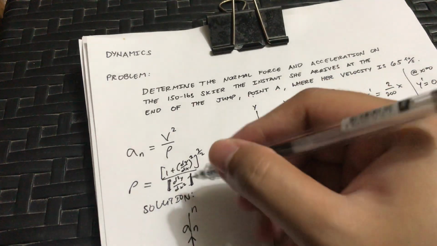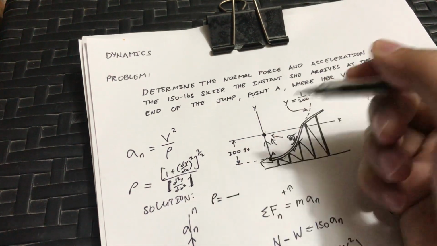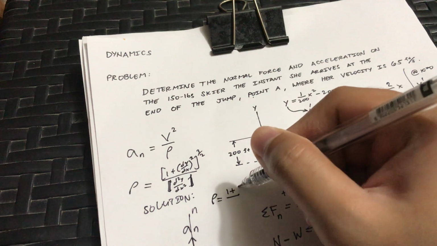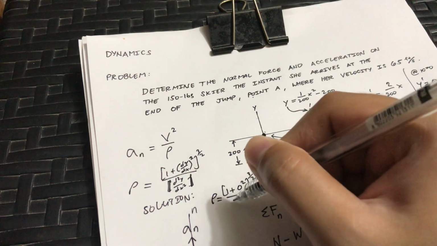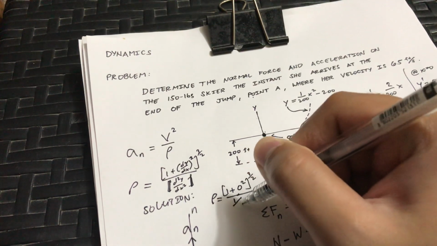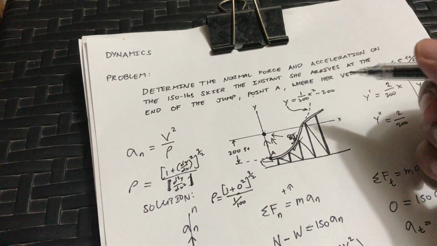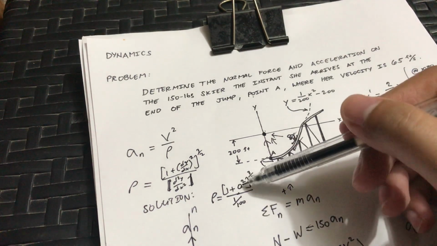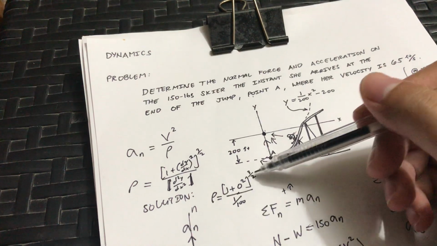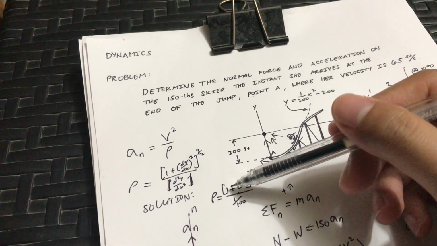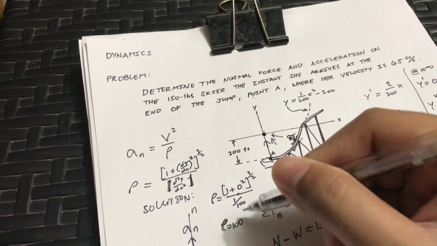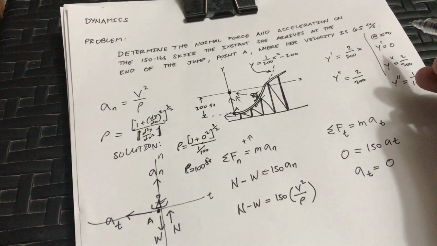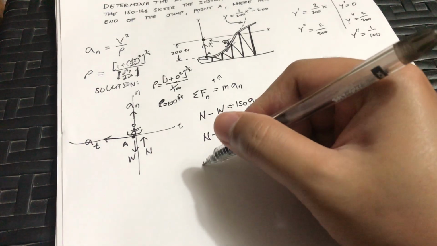Solving for rho now, we have 1 plus the first derivative squared, which is 0, to the 3 halves, all over the second derivative, which is 1 over 100. So it will be 1 plus 0, which becomes 1. 1 to the power of 3 halves is still 1. 1 divided by 1 over 100, so rho is equal to 100 feet. Okay, 100 feet.